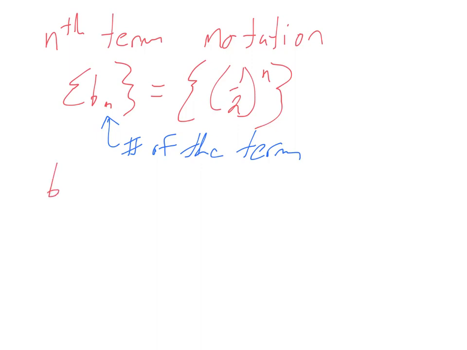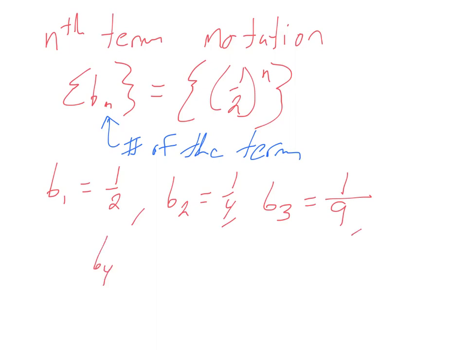So b sub 1 would be equal to 1/2 to the 1, which is just 1/2. b sub 2 would be equal to 1/4. b sub 3 would be equal to 1/9. b sub 4 would be equal to 1/16, and so forth. And so I can write out any of the individual terms that I want, and then b sub n is equal to 1/2 to the n, of course. That just comes directly from this formula that we have right there. So all the way out to b sub n, whatever that is.